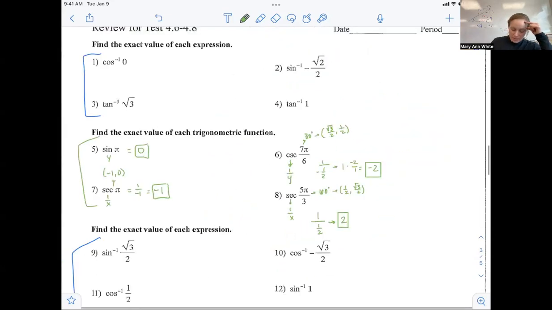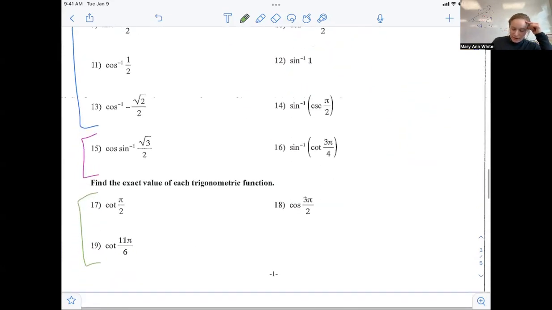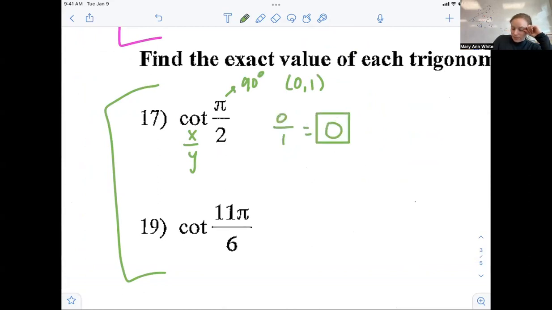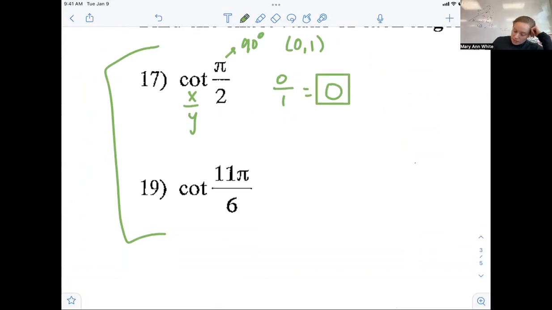Okay. Just because my brain's kind of fresh here, I'm going to skip through to find the other ones like it. So cotangent is x over y. With 90, we know that that point is (0, 1). So I go 0 over 1. We remember that's 0. Remember 1 over 0 is the undefined one. Cotangent of 11 pi over 6, I know cotangent is still x over y. 11 pi over 6 is a 30-degree angle in the fourth quadrant, and 30 is (√3 over 2, 1/2).